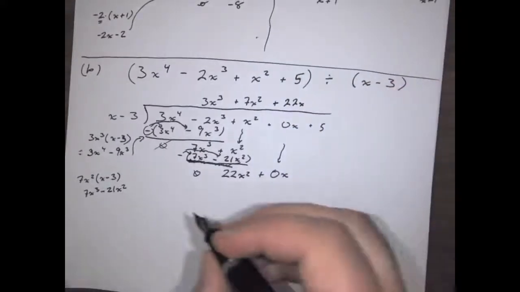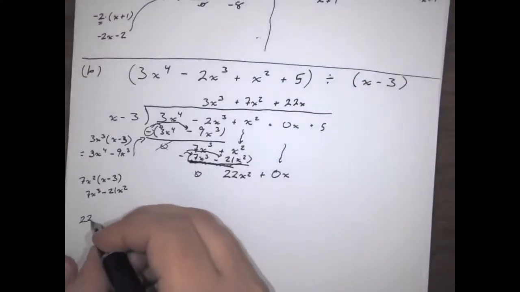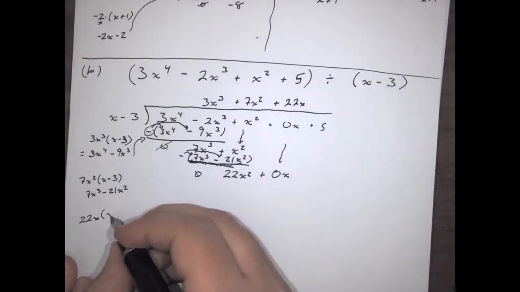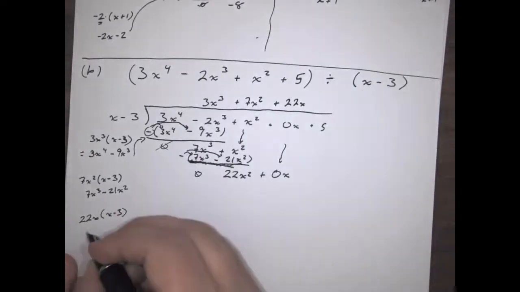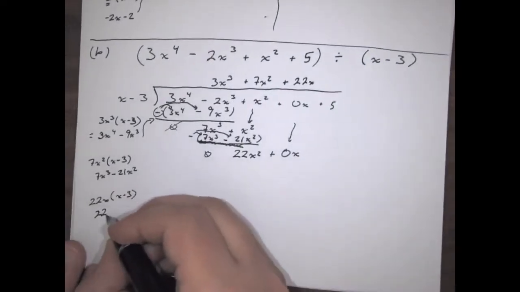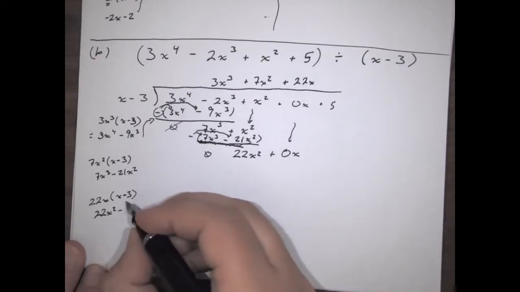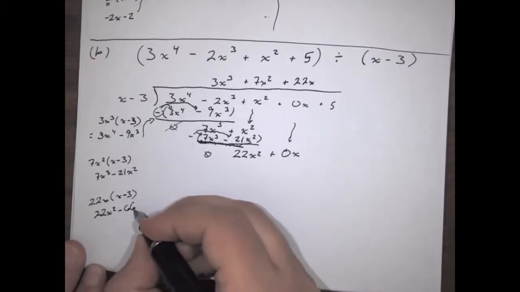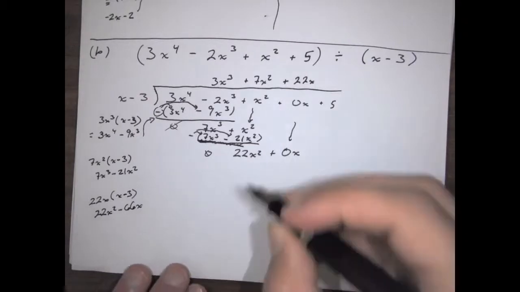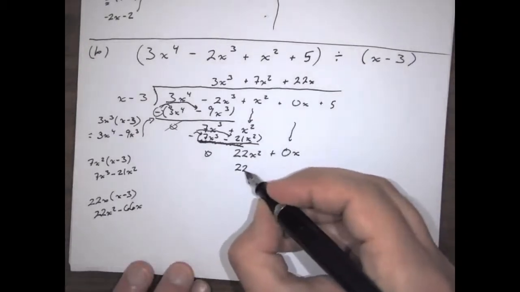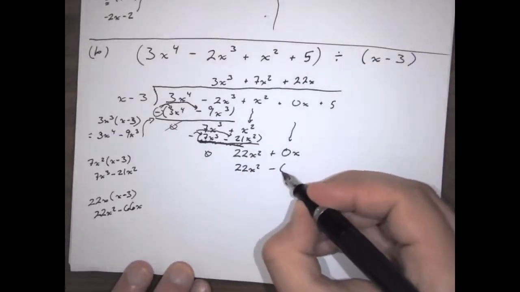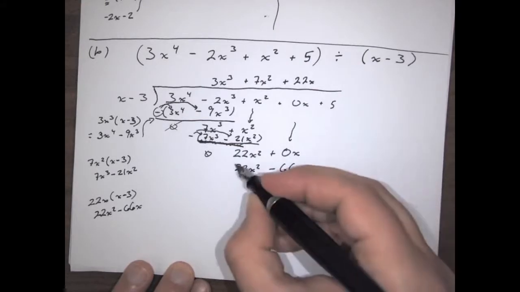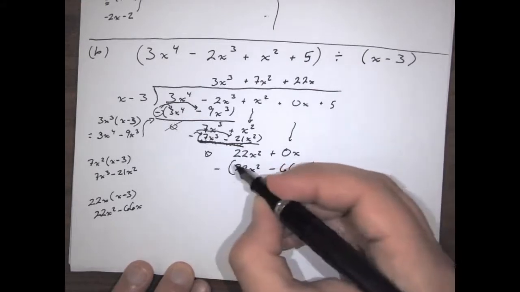And so here, I figure out what 22x times x minus 3 would produce, and that's going to be 22x squared minus 66x. And that's what goes over here, 22x squared minus 66x, but it gets subtracted.